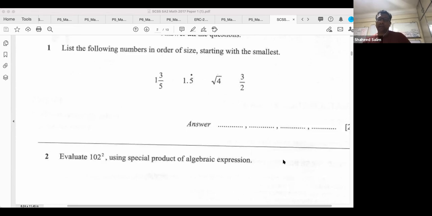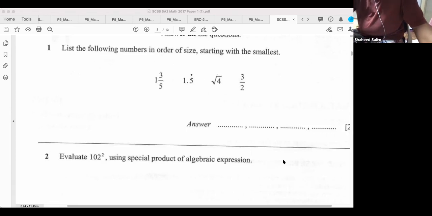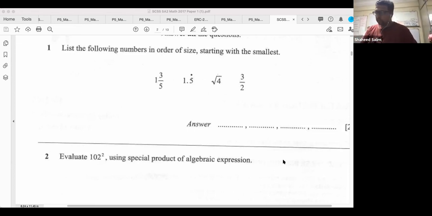Okay, come, send your answers. Or you can just write the number 1, 2, 3, 4. What's the arrangement? Which one is smallest? You can call this A, B, C, D. Which one is the smallest then?